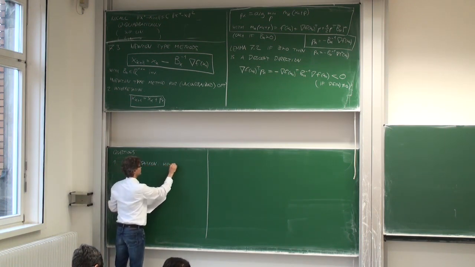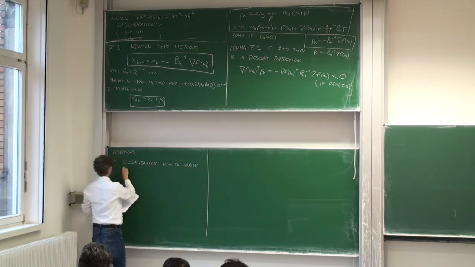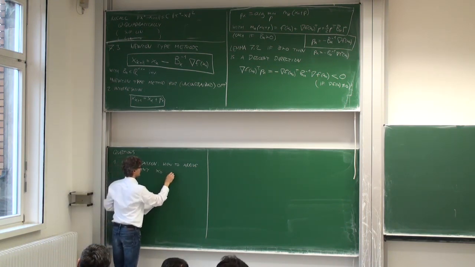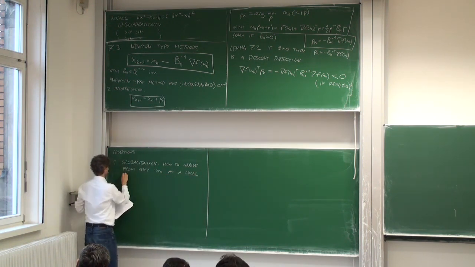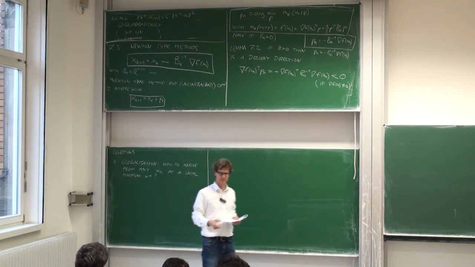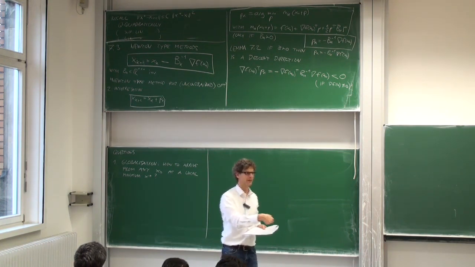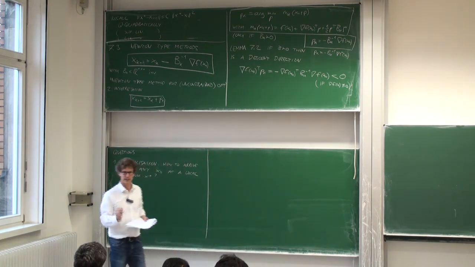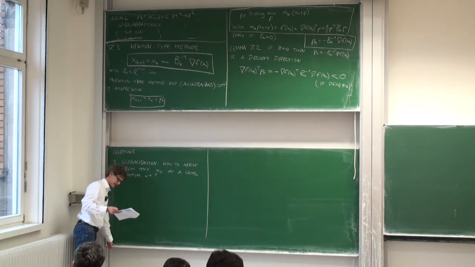And the question here is how to arrive from any x0 at a local minimum x star. Yeah? So when you are very far away. Global convergence means that you can actually start your algorithm everywhere and it will just go down, and at some point you will arrive at a local minimum. That's what we want. And this will be treated in the chapter on globalization strategies.